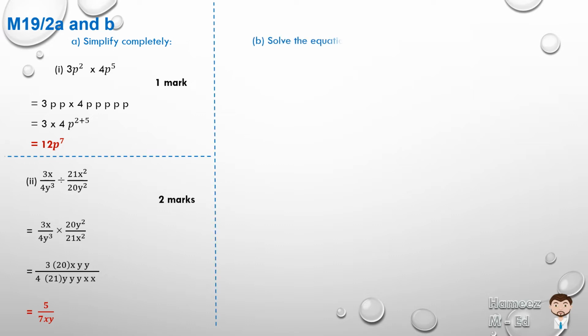Part B. Solve the equation 3 over 7x minus 1 plus 1 over x is equal to 0.